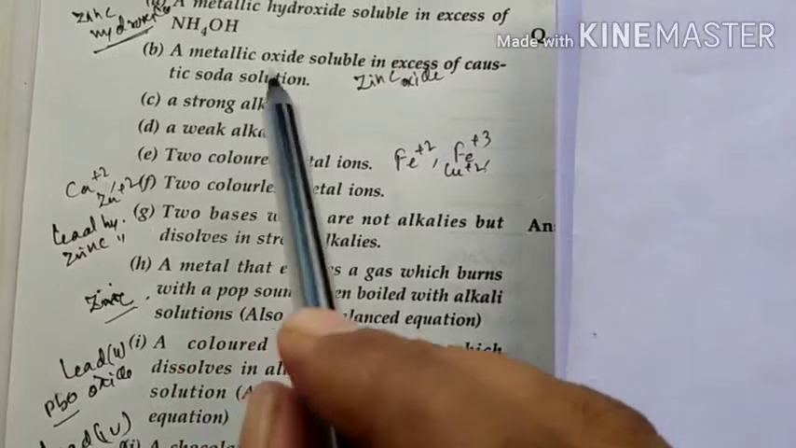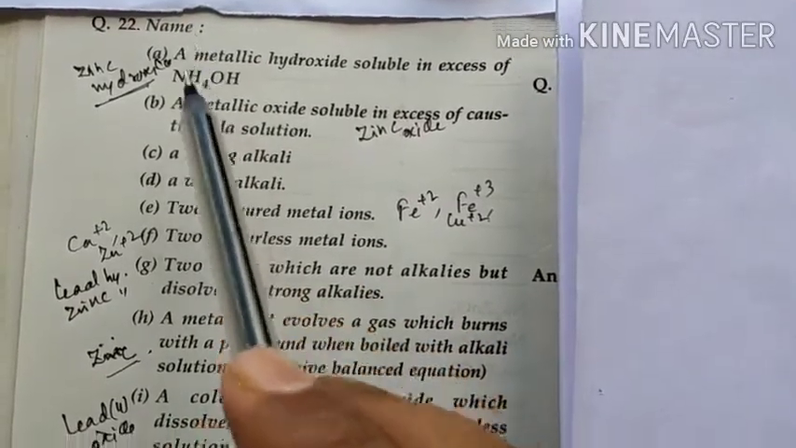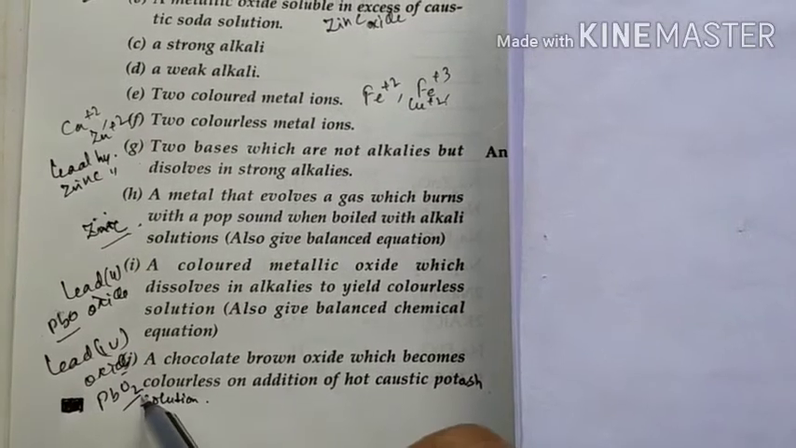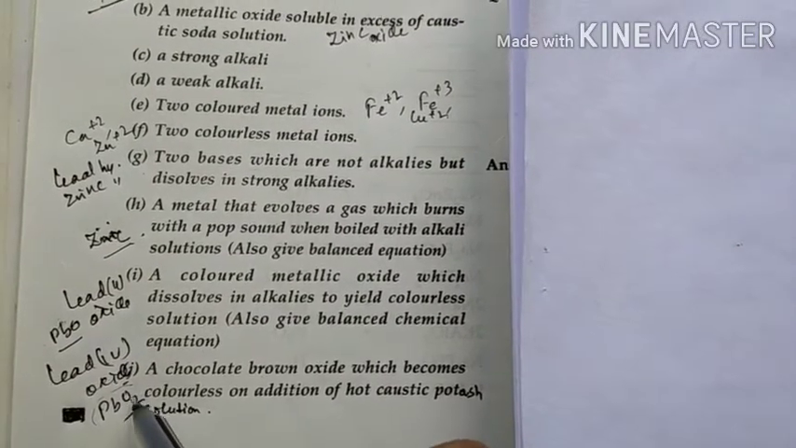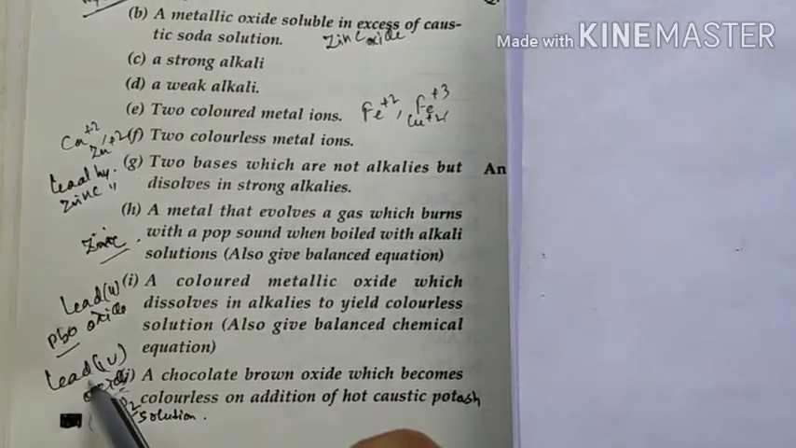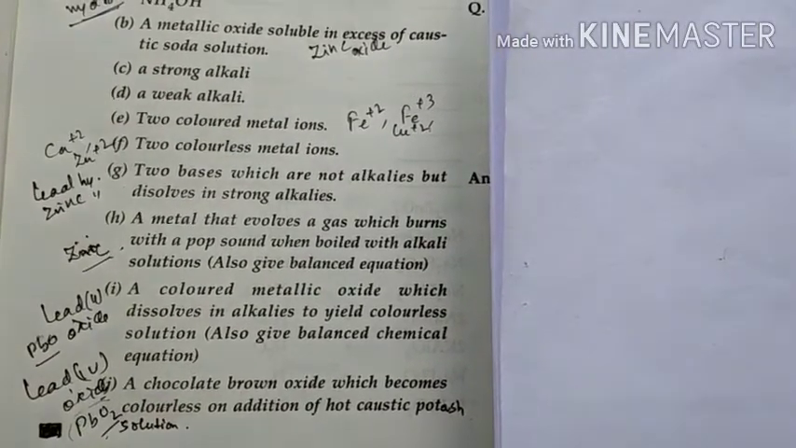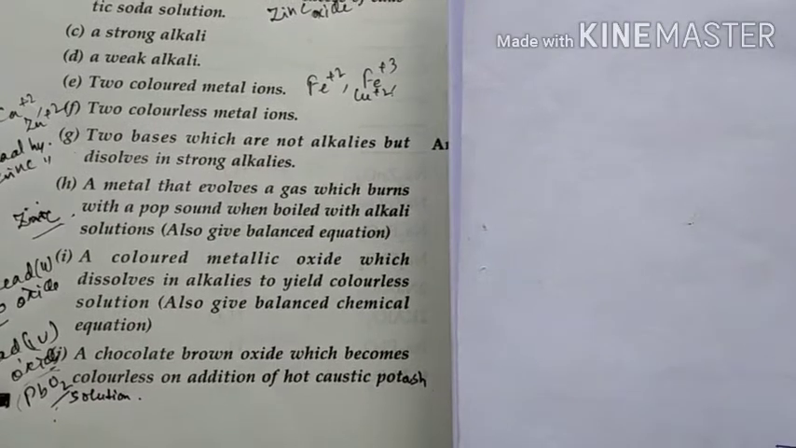The question is given here, you have to write the names. Whenever it mentions the name, you have to write the name and not the formula. If you only write the formula, your marks will be deducted. If you write the name and then the formula, it is okay. So you have to mention the name. Okay students, so this is how the question actually comes.